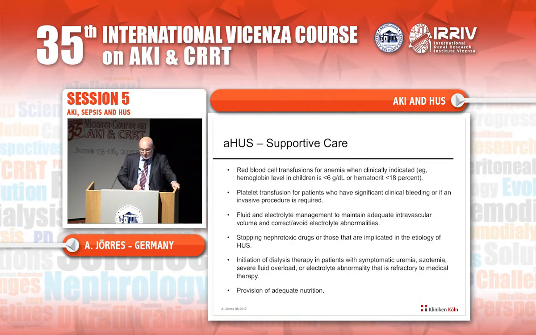Of course, there's a list of supportive care measures that are recommended. I think that's pretty obvious that patients should receive red blood cell transfusions when clinically indicated, for example, when the hemoglobin level, specifically in children, is below 6. And also platelet transfusions if the patients have significant clinical bleeding. This might occur if platelet count is 10,000 or below. And of course, the other measures are what you do in your management of ICU patients: fluid and electrolyte management, stopping nephrotoxic drugs, etc.